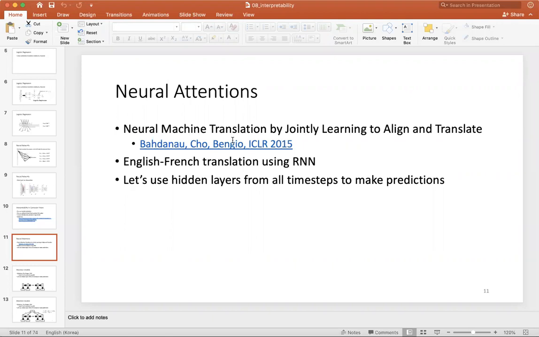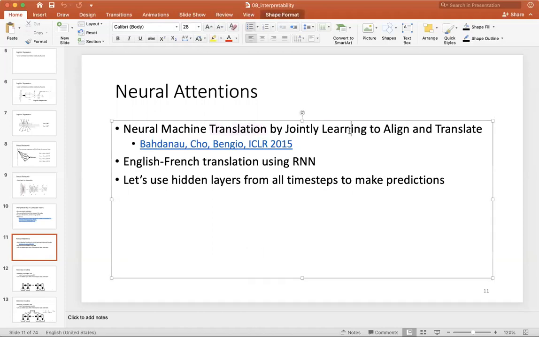Neural attention was introduced in a paper named Neural Machine Translation by Jointly Learning to Align and Translate. It's a very famous paper presented in ICLR 2015 by Bahdanau, Cho, and Bengio. They're all very famous names. It was proposed to do English to French translation using RNN, so it's a sequence-to-sequence model. In ICLR 2014, there was the very first sequence-to-sequence neural translation paper, and this is a follow-up where they add the attention mechanism.